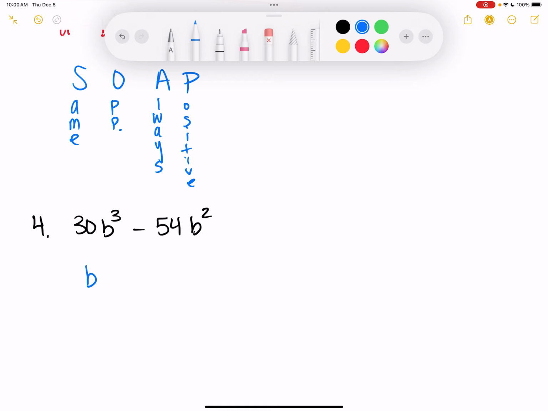6, yep, 6. 54 is a weird one to look at, but to know what number comes out of it. So 6b squared is the biggest thing I can take out, and I'm left with 5b minus 9. And that's as far as you can go with that. So this one is purely just a factor by grouping problem.